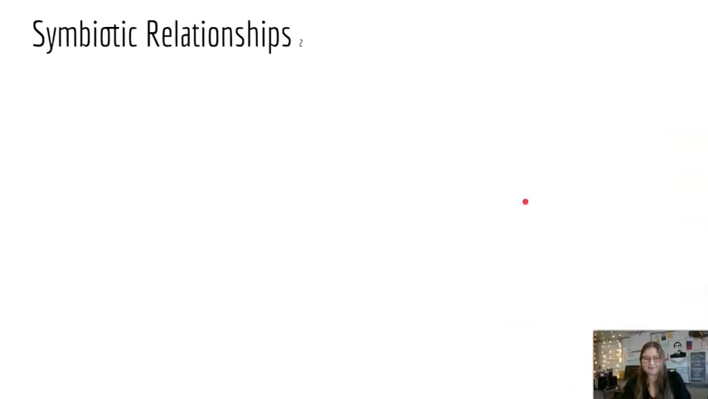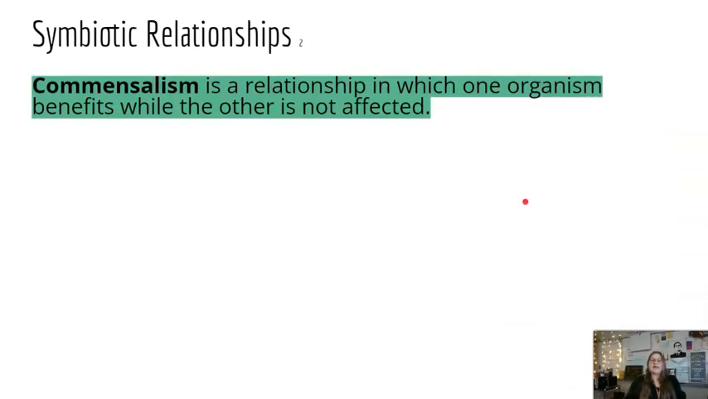We can see it. Okay, so the next symbiotic relationship we're going to talk about is commensalism. This is a relationship in which one organism benefits while the other is not affected. Remember, in any symbiotic relationship, one of the species has to benefit. For parasites, the parasite is benefiting. For commensalism, one's going to benefit and the other one doesn't care. It doesn't affect it at all. One of the biggest examples is remoras and sharks.